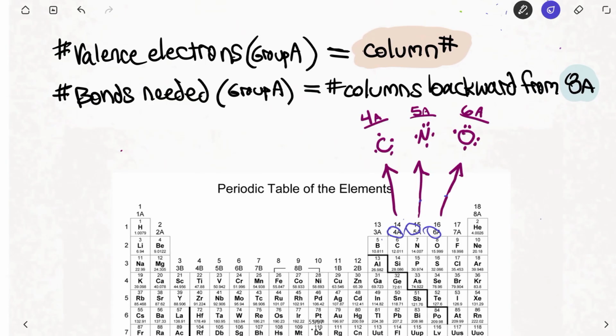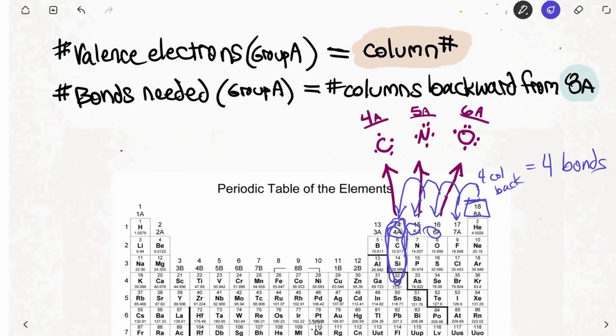But how do you know how many bonds they usually get? Because I've been saying carbon always gets 4 bonds. Well, where am I getting that information from? So you start at this ending column, column 8, and you count backwards until you get to that element's column. So for carbon, there's 1 column back, 2 columns back, 3 columns back, and 4 columns back. So 4 columns back is carbon, or anything else in that column, as a matter of fact. So these elements are also going to want 4 bonds.